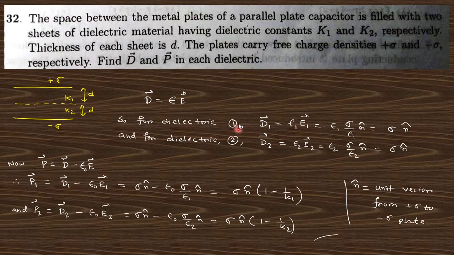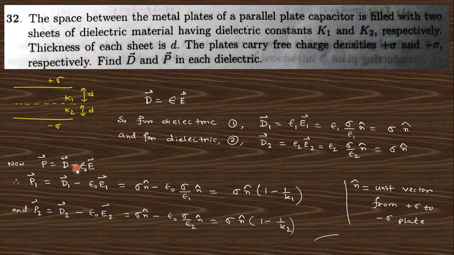So for dielectric 1, D1 equals epsilon 1 E1, and you know in this region E1 equals sigma by epsilon 1. So finally we get D1 equals sigma n cap, where n cap is the unit vector from the plus sigma to the minus sigma plate, right? In a similar case for dielectric 2, D2 equals sigma n cap. So the D are the same.